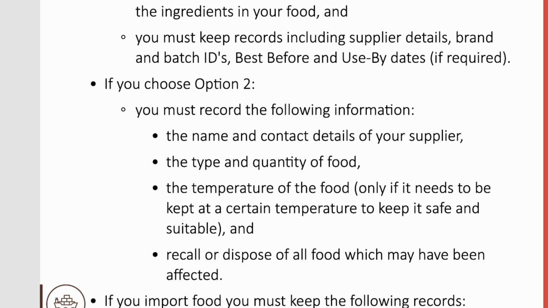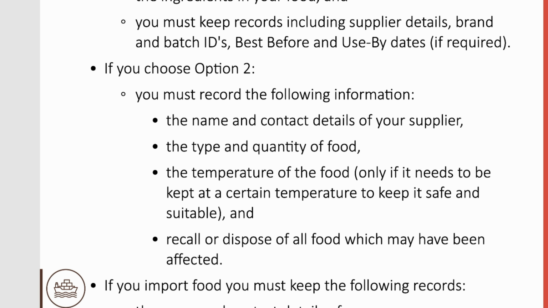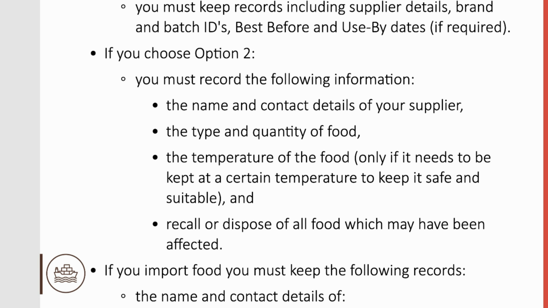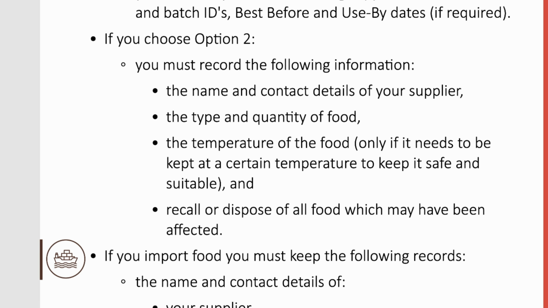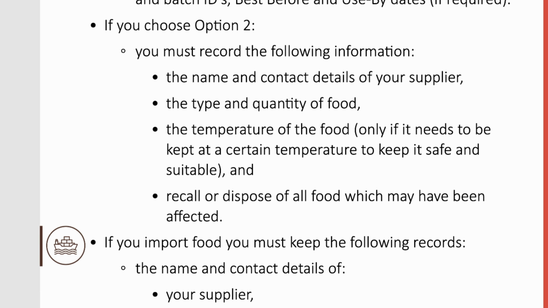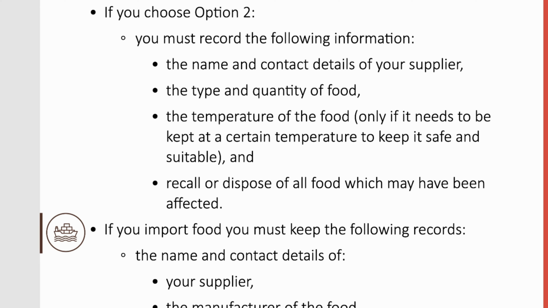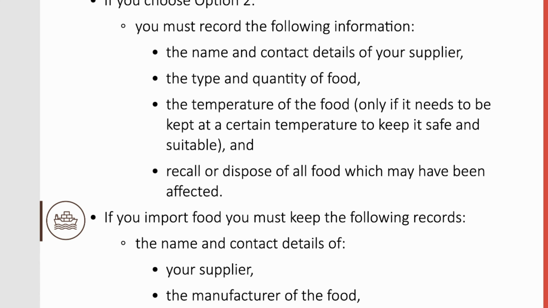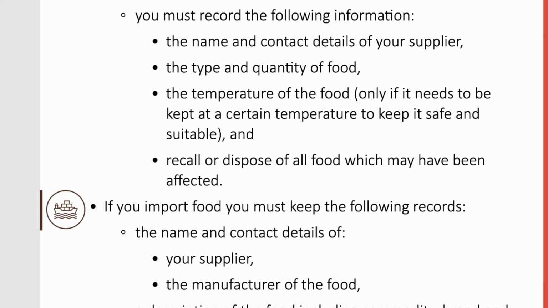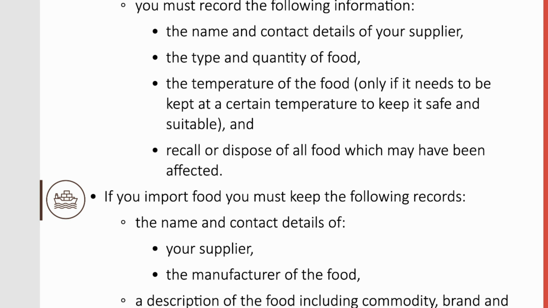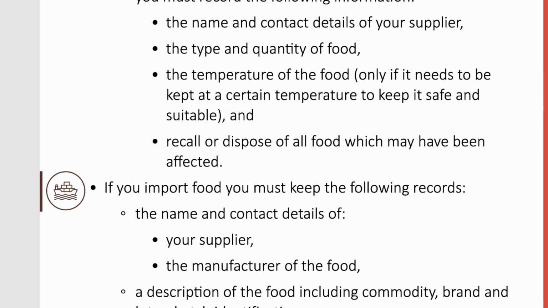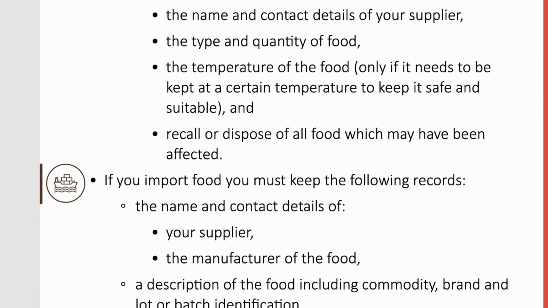If you choose option 2, you must record the following information: the name and contact details of your supplier, the type and quantity of food, the temperature of the food, only if it needs to be kept at a certain temperature to keep it safe and suitable, and recall or dispose of all food which may have been affected.